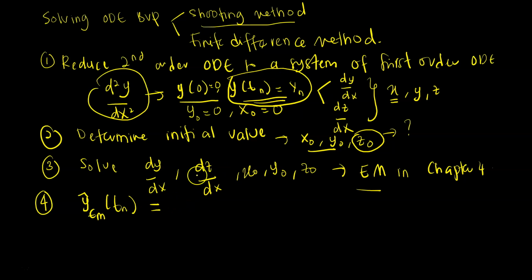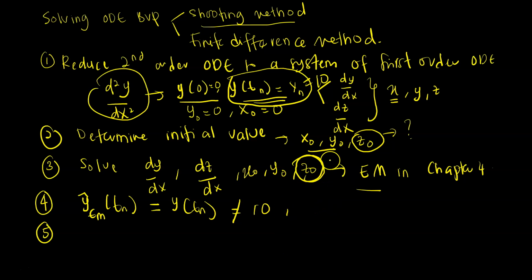Is it equal to this y tn? For example, this y tn equal to 10. Is it what you got here? Okay, it is equal to 10. This is just for example. If it is not equal, it means that the z naught that we guessed here is not correct. When it is not correct, number 5, we need to find, still at number 4, we need to find here or guess here a new z naught.